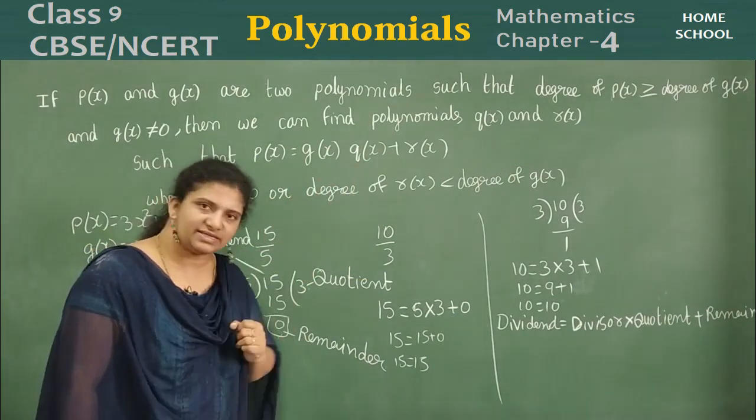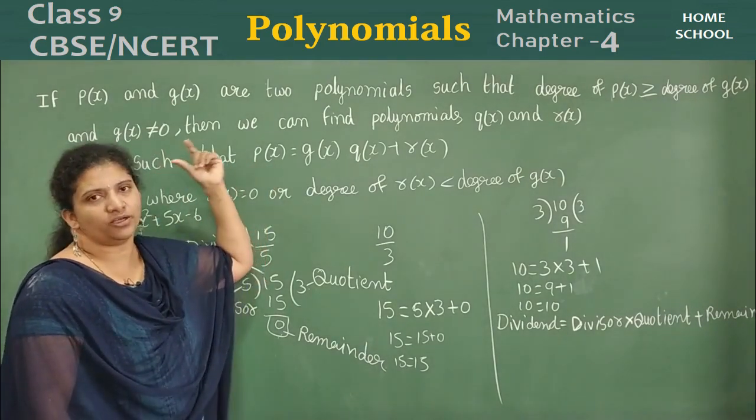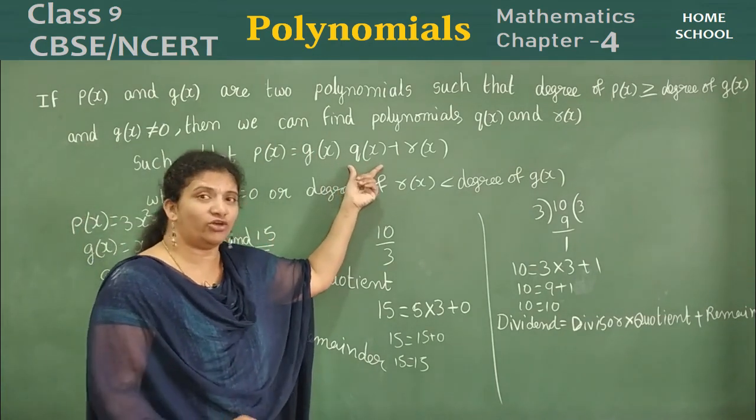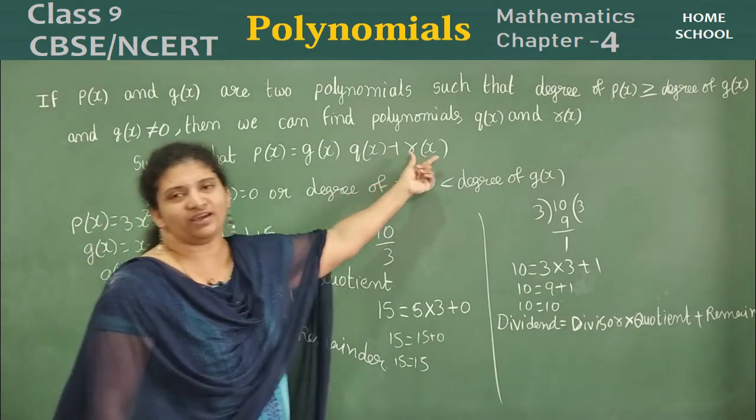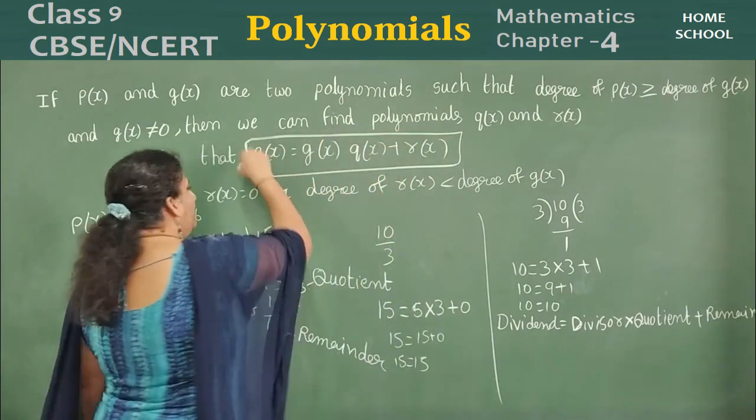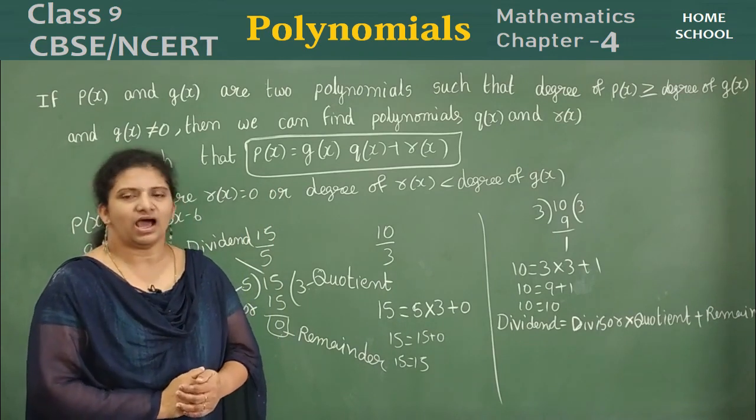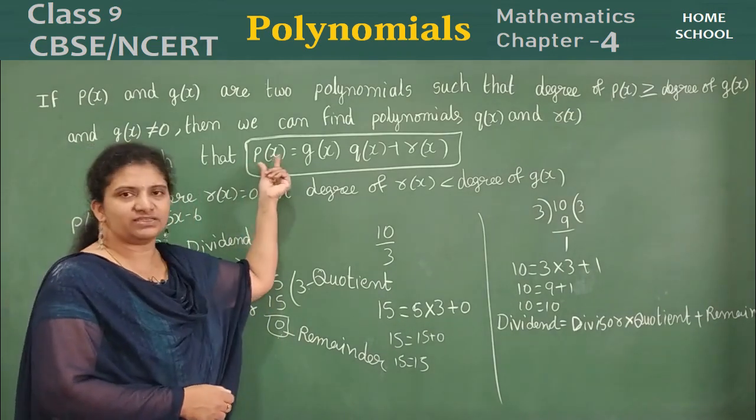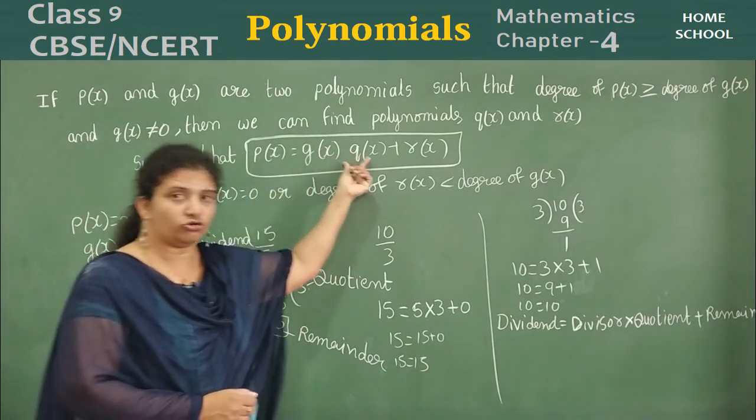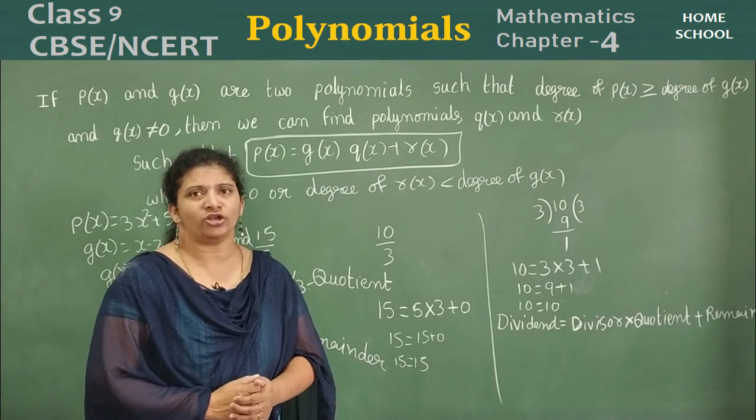How can you rewrite that statement, children? Such that polynomial of x, dividend is what? P of x. Divisor is g of x. Quotient is q of x, and remainder r of x. So what is your important rule here? P of x is equal to g of x into q of x plus r of x. Polynomial equals another polynomial into quotient plus remainder. Let's see the division of polynomials now.